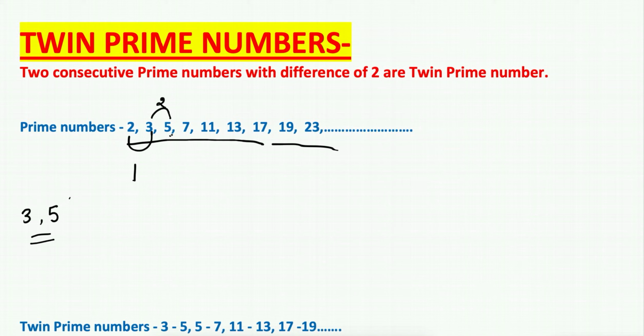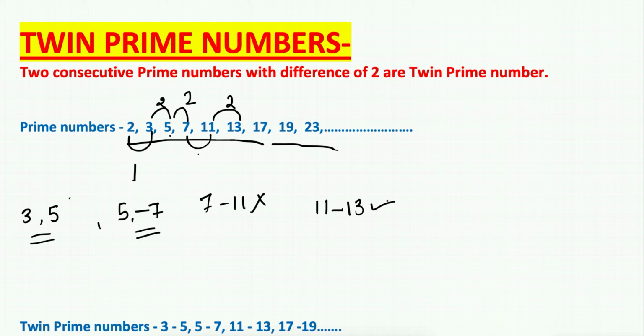Now 5 and 7. The difference between 5 and 7 is 2. 7 minus 5 is 2. So again 5 and 7 are twin prime numbers. Now 7 and 11. The difference between 11 and 7 is 4, not 2. So 7 and 11 are not twin prime numbers. Let's see 11 and 13. Here 13 minus 11 is 2. The difference is 2. So 11 and 13 are twin prime numbers. And 13 and 17 are not twin prime numbers. 17 and 19, again the difference is 2. So 17 and 19 are twin prime numbers. And so on, we can check.